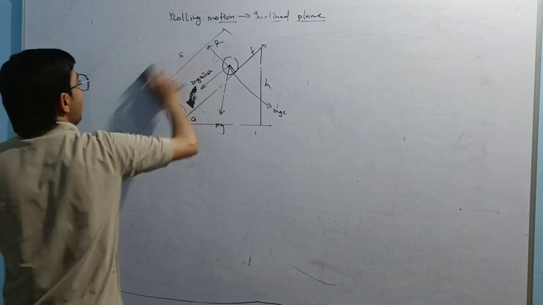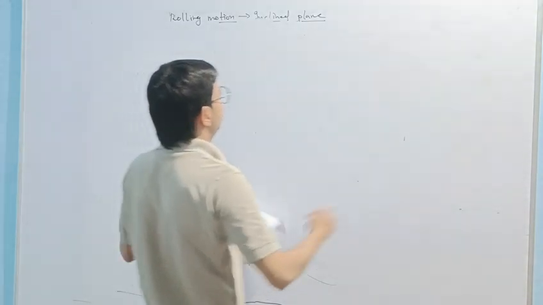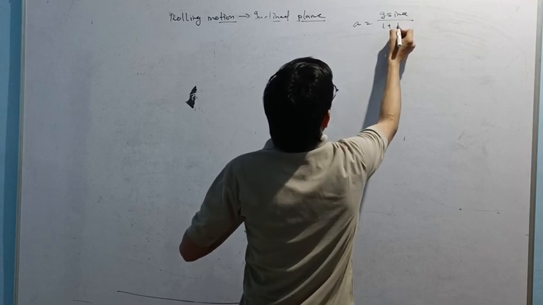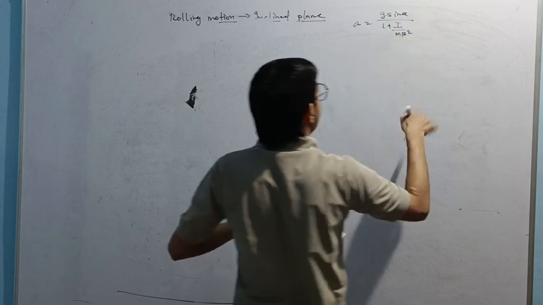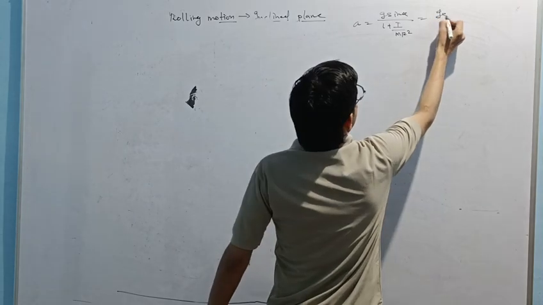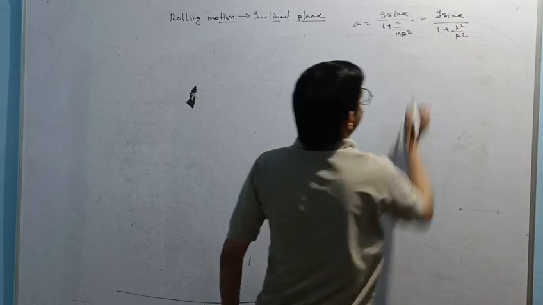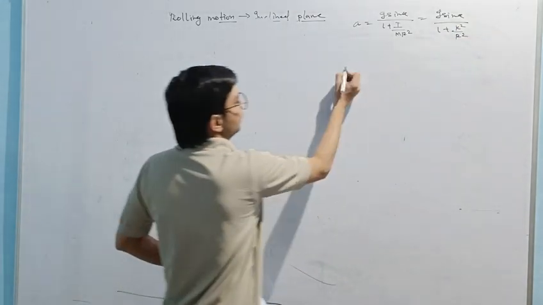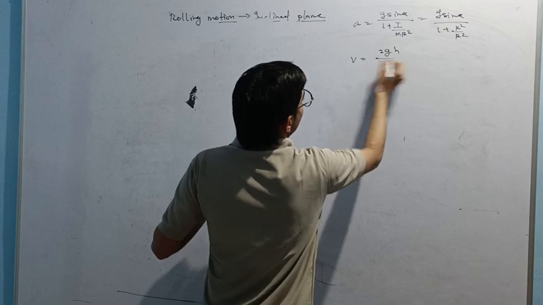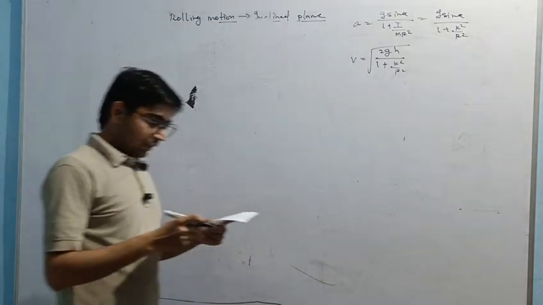You have to write each and every formula first of all on the blackboard. So what is the value of a? a is equal to g sin theta upon 1 plus I upon mr square. If you are not writing the value of I, you can write g sin theta upon 1 plus k square upon r square. So velocity v is equal to the square root of 2gh upon 1 plus k square upon r square. This is the velocity.